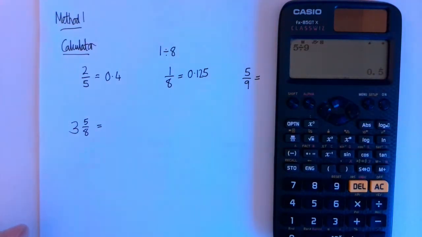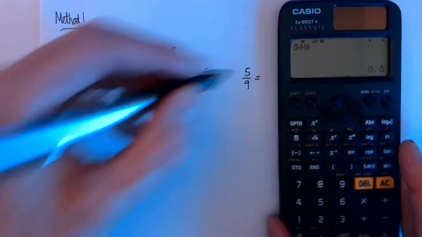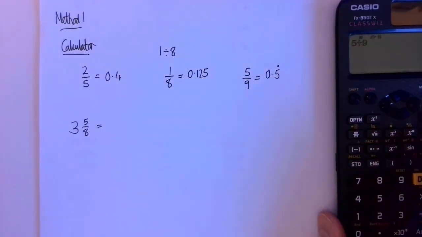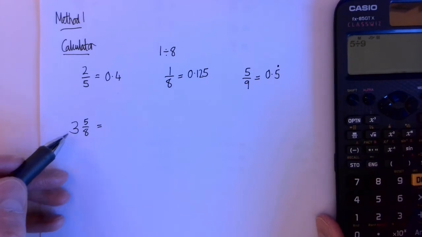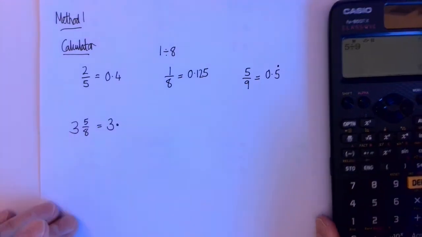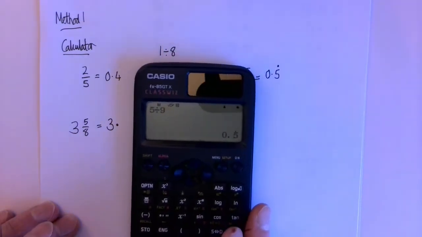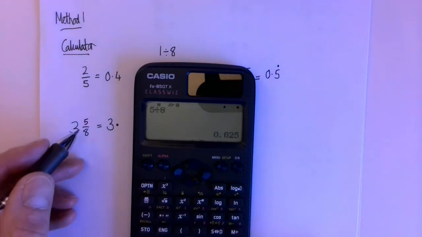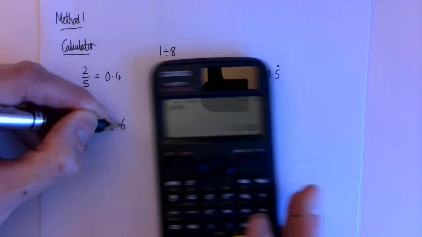If you did that on your phone, you would see 0.55555, and you'd be expected to understand that that meant 0.5 recurring. And if it's a mixed number, well, I'm not going to bother about the 3. I know that's going to be 3 point something. So all I'm going to do is to do the 5/8 as a decimal. S to D, 0.625. So 3 and 5/8 would be 3.625.